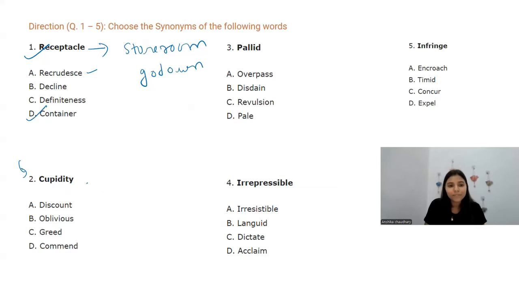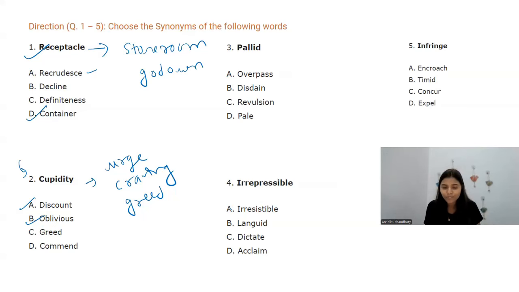Cupidity. Right, so cupidity means an urge to get something, a craving to get something, or a greed to get something. These are all synonyms of this. Discount means concession, doesn't make any sense. Oblivious means forgetful, one who has short term memory. Greed, yes, greed is the synonym of this. So cupidity and greed are related to each other. And comment, you have to comment the answer of this: what is the meaning of this? Because vocabulary is really necessary for you. So you have to find more words and you have to practice more words.